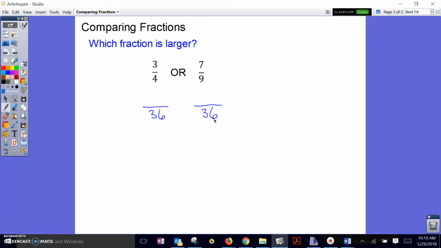And now in order to get the numerator, since we multiplied 4 by 9 to get the denominator, we're going to multiply 3 by 9 as well. It's 27. And since we multiplied the 9 by 4, we're going to multiply the 7 by 4 as well. And again, you can see 28 is bigger than 27, and so 7/9 is going to be the larger of the two fractions.